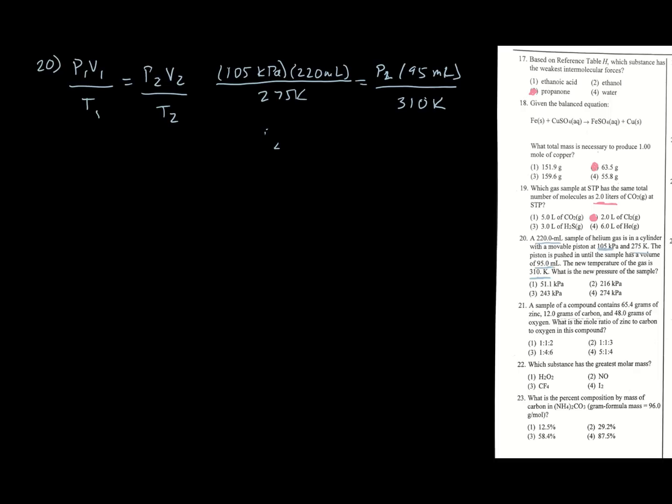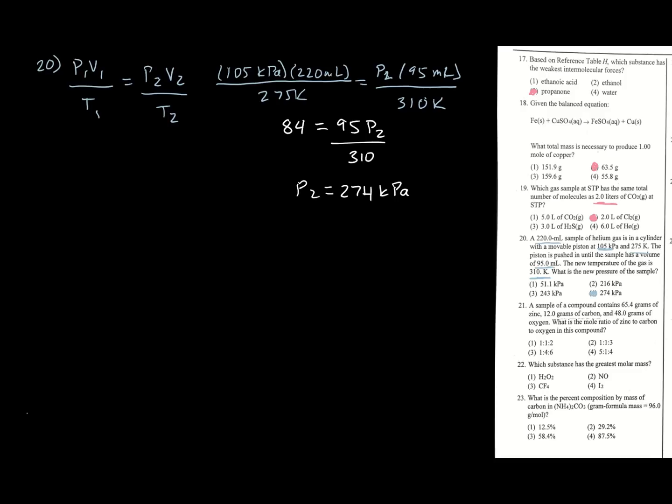That's my pen rolling. So we should have, as an intermediate step, 84 equals 95 P2 over 310. Cross multiply the 310 to the other side and divide by 95. And P2 equals 274 kPa. So that is choice 4. Woohoo!